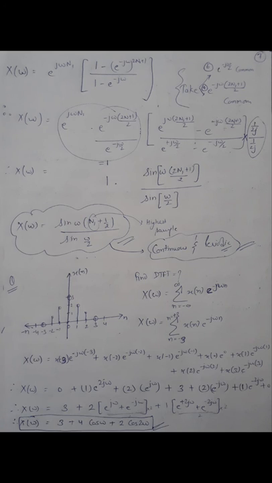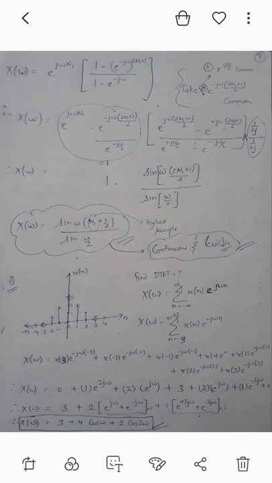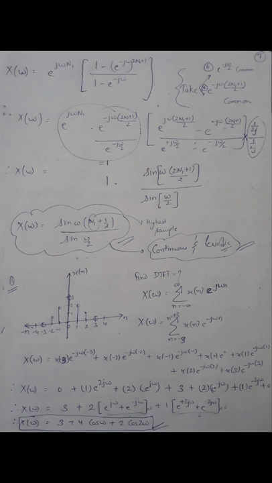Simply put the value of n from minus 3 to 3. Open the summation and put in the given values: x of minus 3 is 0, x of minus 2 is 1, x of minus 1 is 2, x of 0 is 3, and so on. Make the formula of sine or cos, multiply by 2 and divide by 2, and we will get 3 plus 4 cos omega plus 2 cos 2 omega.